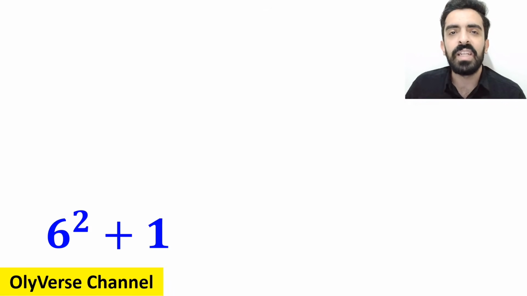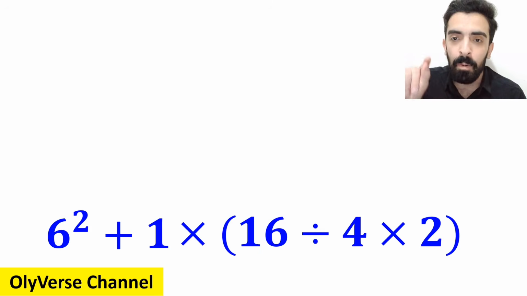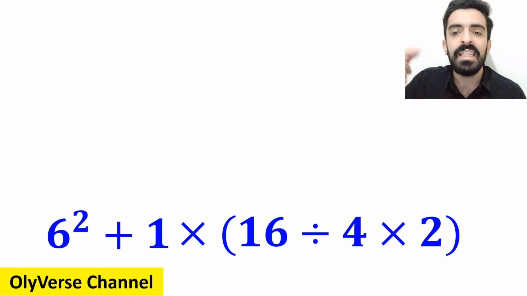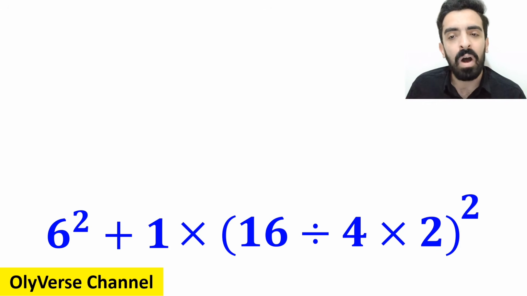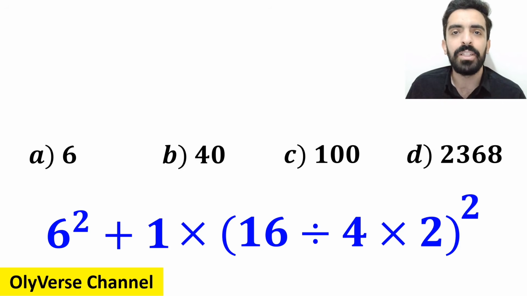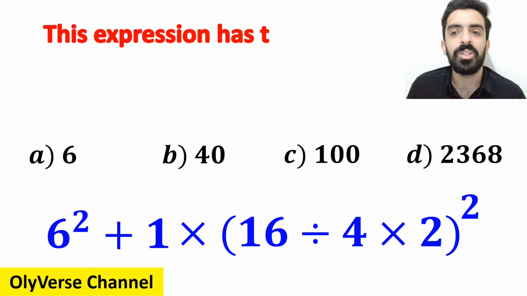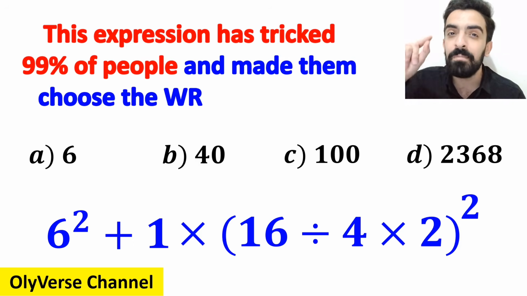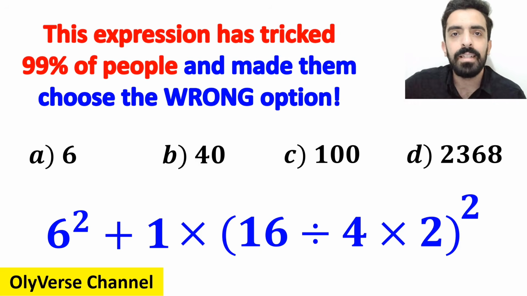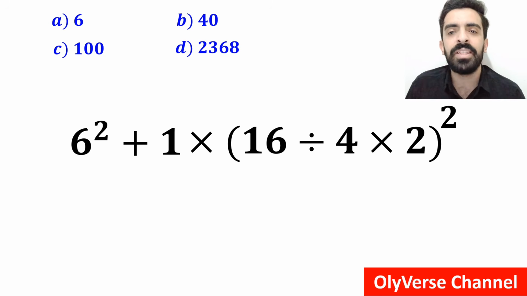What is the value of the expression 6 squared plus 1 multiplied by (16 divided by 4 times 2) all squared? Which option do you think is the correct answer to this question? This expression has tricked 99% of people and made them choose the wrong options. Let's go step by step and solve it together.